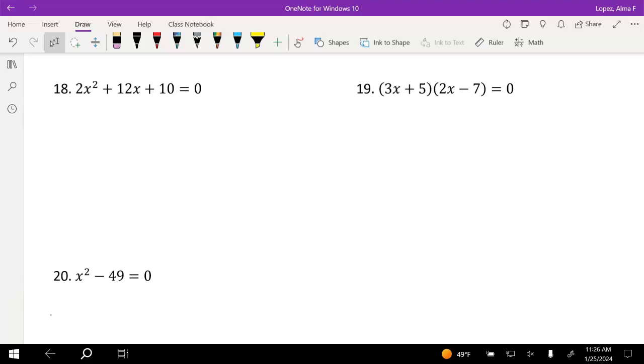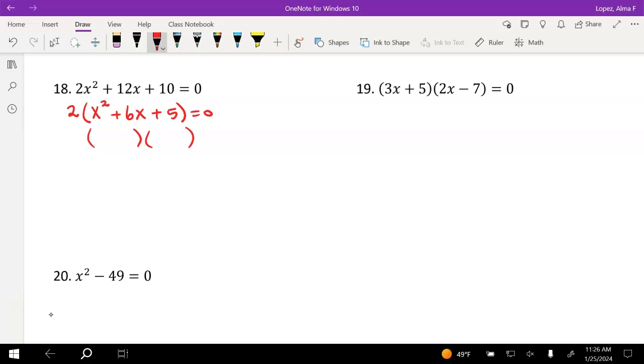2x squared, 12x, and 10 are already all on the right side and in descending order, set equal to 0. So I'm looking now and I'm thinking, you know what? They all have an extra 2 in common. So start off by factoring out the greatest common factor. When I factor the 2 out of the first term, it's going to leave behind an x squared. When I factor 2 out of 12x, it leaves behind a 6x. When I factor 2 out of 10, I'm left with 5.